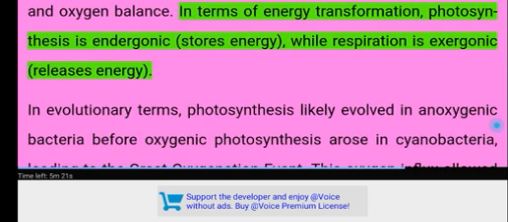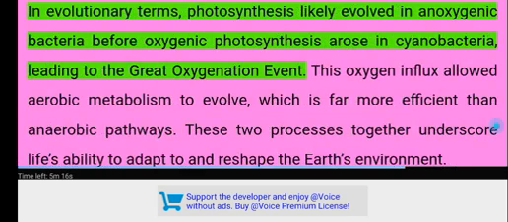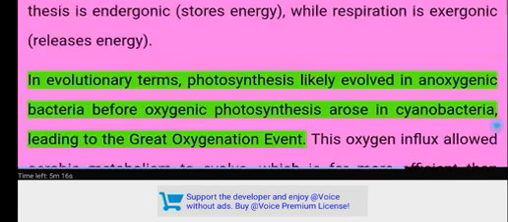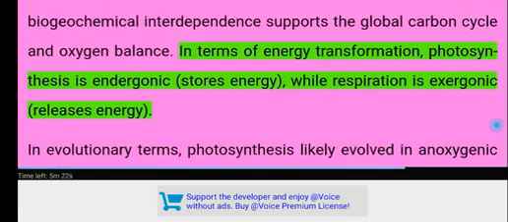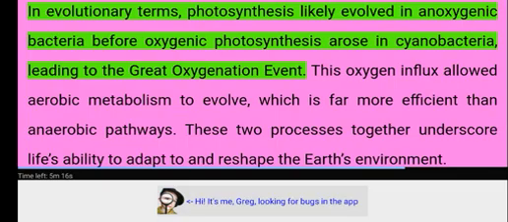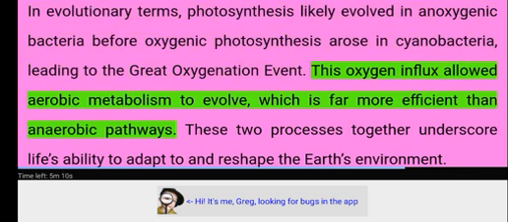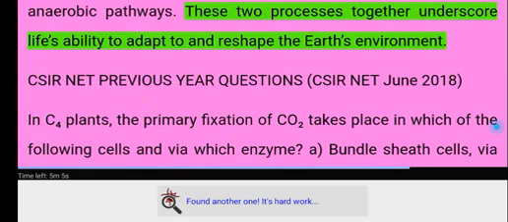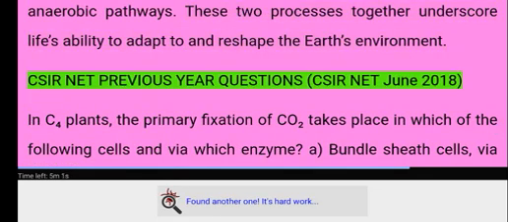This biogeochemical interdependence supports the global carbon cycle and oxygen balance. In terms of energy transformation, photosynthesis is endergonic, stores energy, while respiration is exergonic, releases energy. In evolutionary terms, photosynthesis likely evolved in anoxygenic bacteria before oxygenic photosynthesis arose in cyanobacteria, leading to the Great Oxygenation Event. This oxygen influx allowed aerobic metabolism to evolve, which is far more efficient than anaerobic pathways. These two processes together underscore life's ability to adapt to and reshape the Earth's environment.